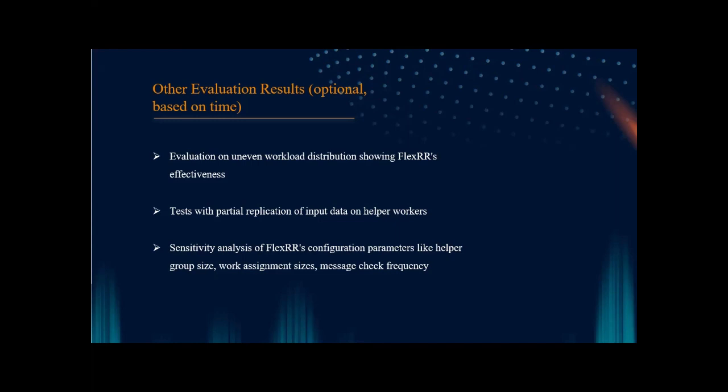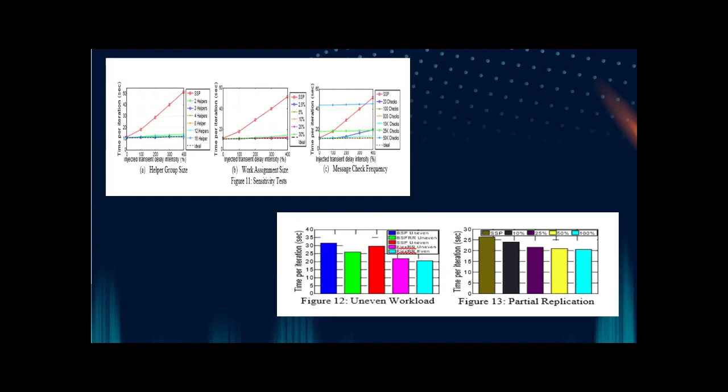Now we have the sensitivity analysis of FlexRR. This refers to the process of studying how FlexRR performance is affected by the different settings. These configuration parameters might include things like the number of helper workers assigned or the size of the data chunks transferred between these workers. Here we can see the charts showing the helper group size, the work assignment size, and the message check frequency, and we can see that the fluctuations in FlexRR are much less compared to the others.